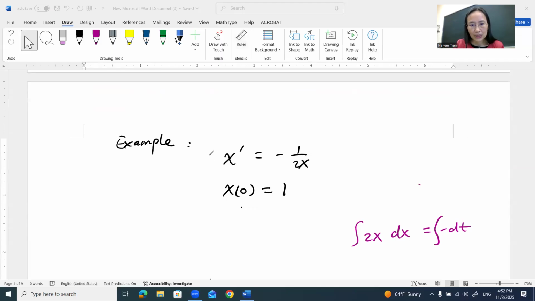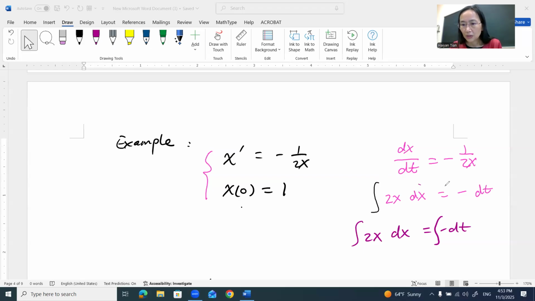Here's another example. Again, we have an initial value problem. So this initial value problem, if you do the separation of variables, you see dx over dt equals 1 over 2x, and we try to separate the x variable from the t variable. So we can multiply by 2x dx and leave the negative sign here and multiply by dt. So that's a separation of the two variables.